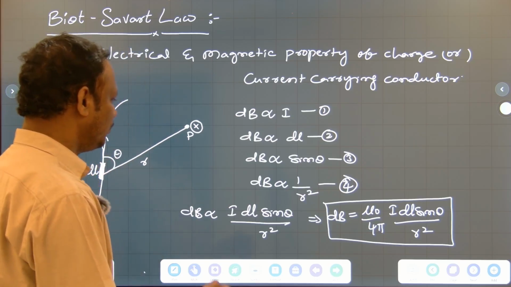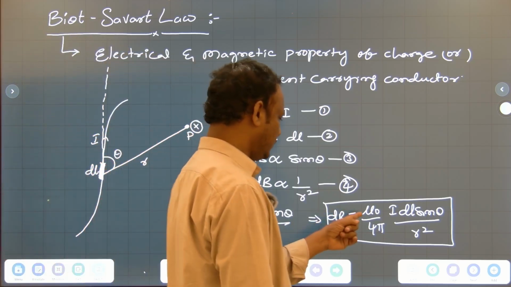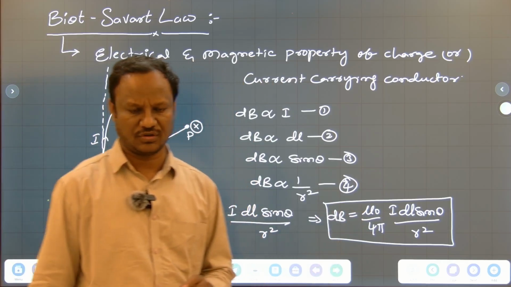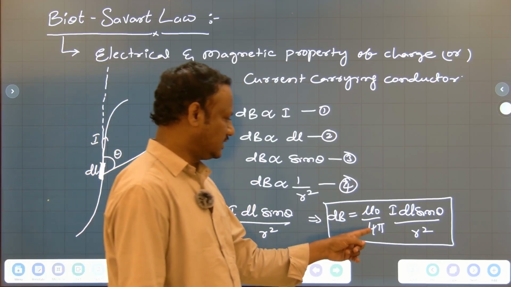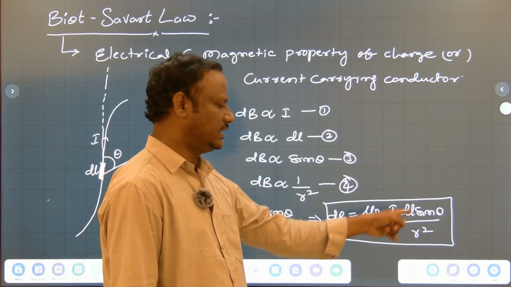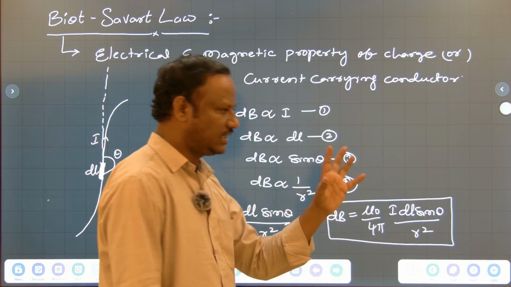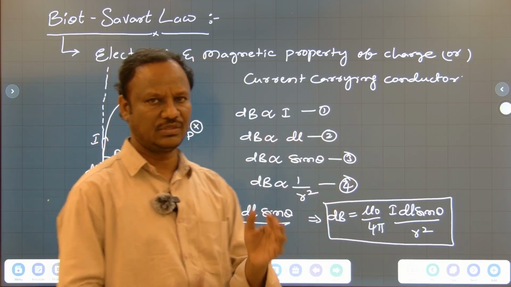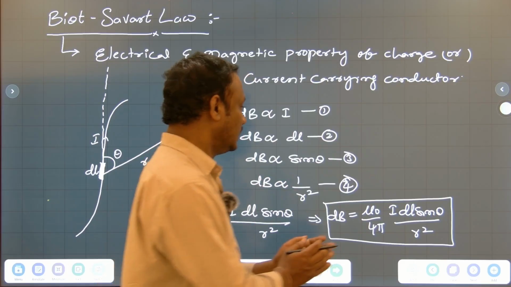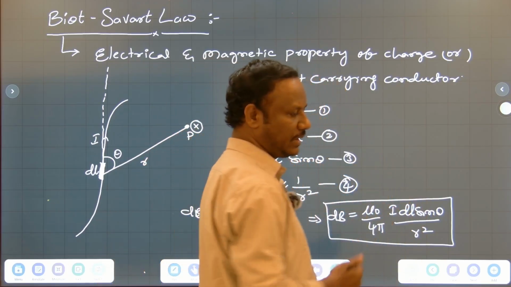Here mu naught is 4 pi into 10 to the power of minus 7, so mu naught by 4 pi is 10 to the power of minus 7. If I substitute this, I will get the magnitude, which is a constant. And what is the direction of that magnitude?